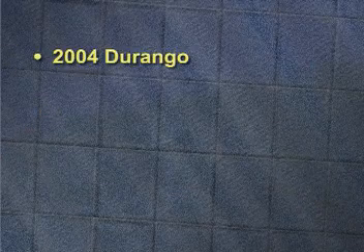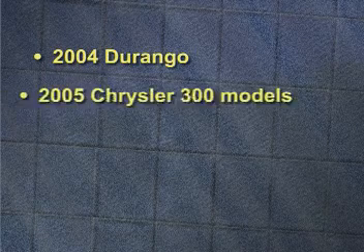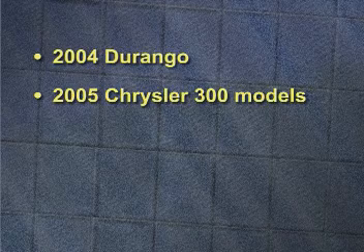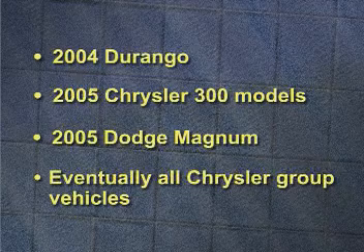One important thing to keep in mind when dealing with a CAN bus system is that its features can change from one application to another. The 2004 Durango will be the first Chrysler Group vehicle to use CAN, followed by the 2005 Chrysler 300 models and the Dodge Magnum. Eventually, all Chrysler Group vehicles will use CAN. In this program, the focus will be on the system as it occurs on the Durango. However, we will point out a few of the features of the system on the cars.